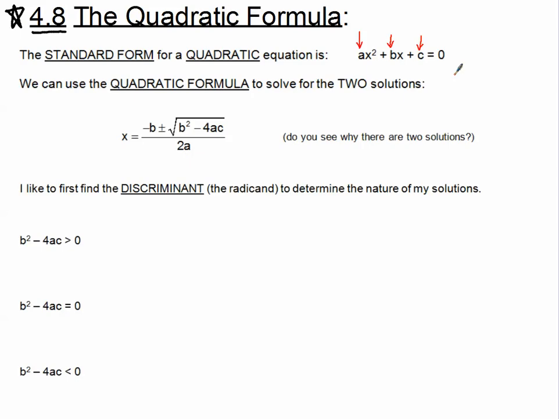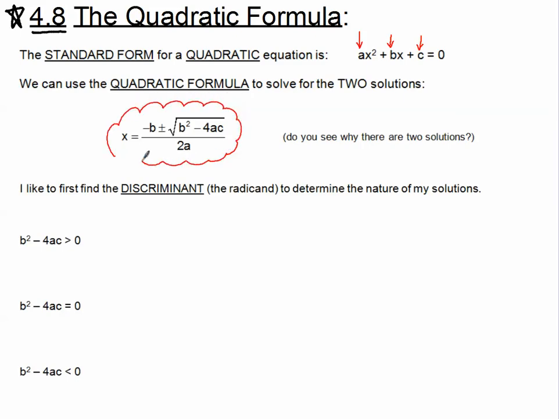And here it is. The quadratic formula that will find both of our solutions or roots or zeros or x-intercepts if they happen to be real is right here. x equals the opposite of b plus or minus the square root of b squared minus 4ac, all divided by 2a. That is our quadratic formula.